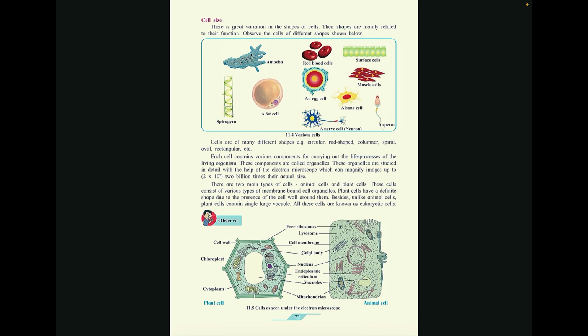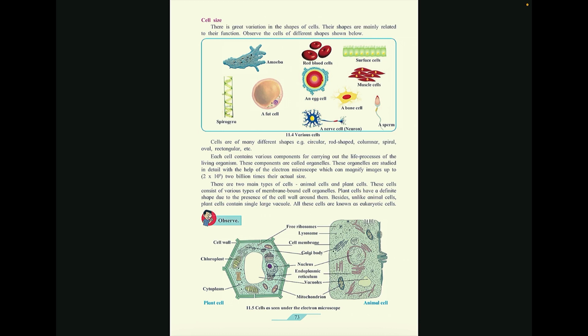We can see here also on this particular page, in diagram 11.4, amoeba, red blood cells, surface cells, spirogyra, fat cell, egg cell, sperm, bone cell. These are in different shapes. Means some are of circular type, some are of rod shape, some are columnar, some spiral, some oval, etc.